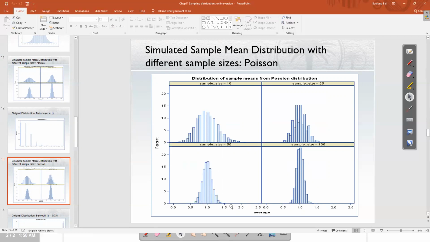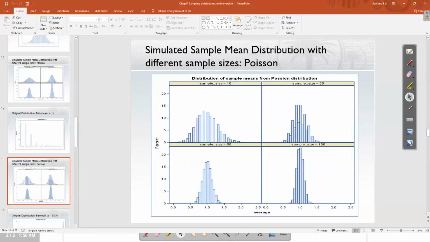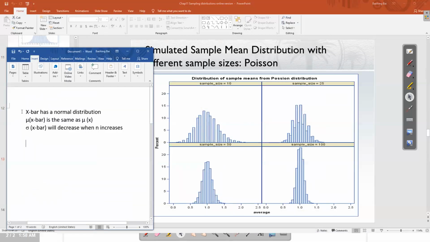Symmetric bell-shaped distribution, right? That's a signature of normal distribution. So from here, we can observe that X bar has a normal distribution, but it has a condition now, not always. Only if sample size n is large. In this case, large is 50. Then X bar will start to have a normal distribution.